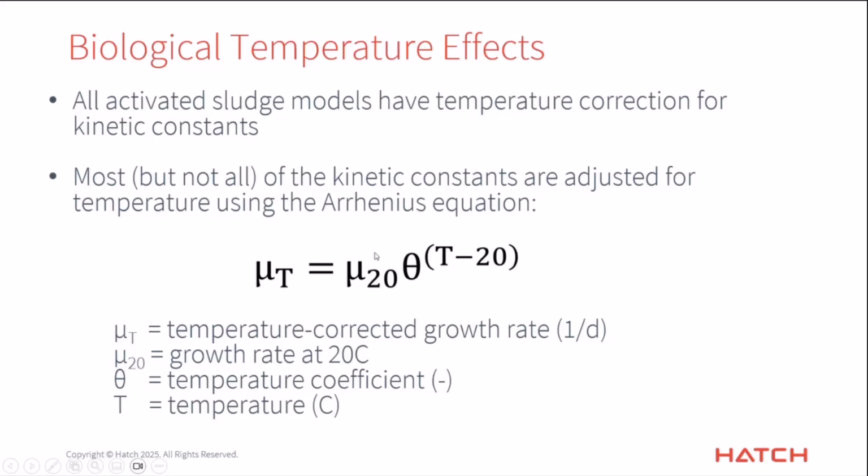For each of the biomass types, you're going to start with a growth rate here at 20 degrees Celsius. Then we're going to multiply it by some temperature coefficient to the power of T minus 20, where T is the temperature. So the idea here is this theta value will probably be just a little bit greater than 1, so that when T is greater than 20, this is going to increase this value of the growth rate when T is higher, and it's going to decrease it when it goes lower.